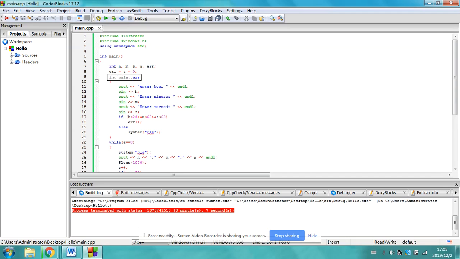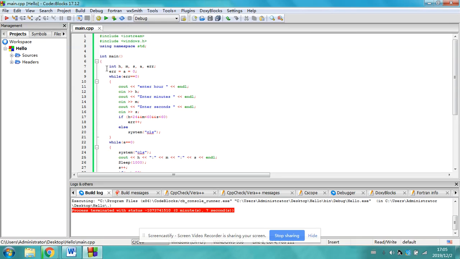In the beginning, we create five integers: H, M, S, A, and ERR. I know what some of these do. H, M, and S are just hour, minutes, and seconds. And I have no idea what the other two do. Okay. So in the beginning, we set ERR equal to A equal to 0.